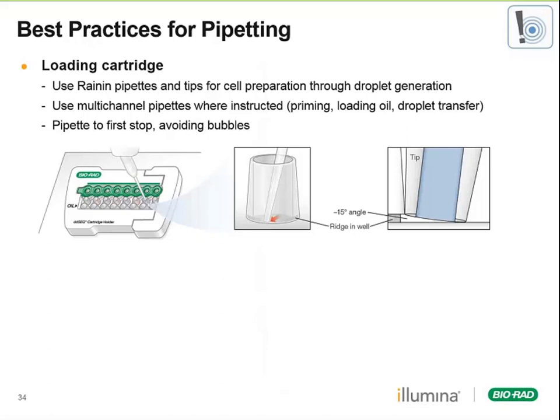Finally, we want to use best practices for pipetting because we're using a microfluidic system. We have a picture of the ddSEQ SCI cartridge, and if we look more closely at this, we see that there are microfluidic input channels. So we're going to want to pipette to the bottom of the well at a slight angle, and then we're only going to pipette to the first stop to avoid introducing bubbles to the bottom of the well.